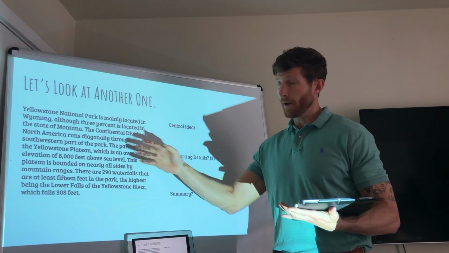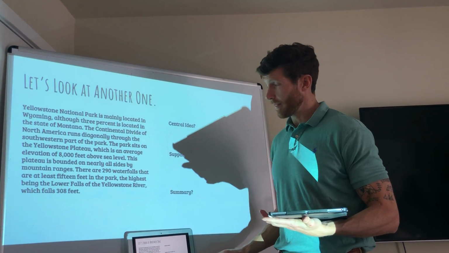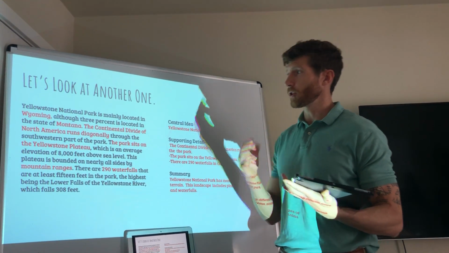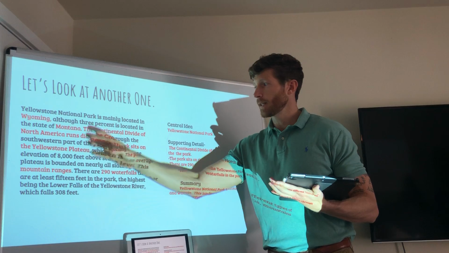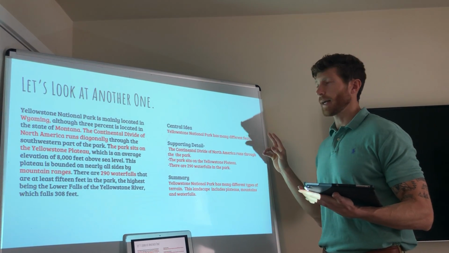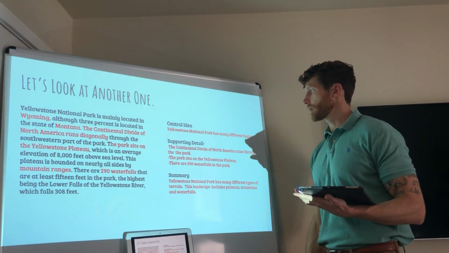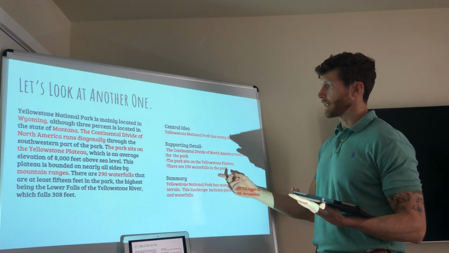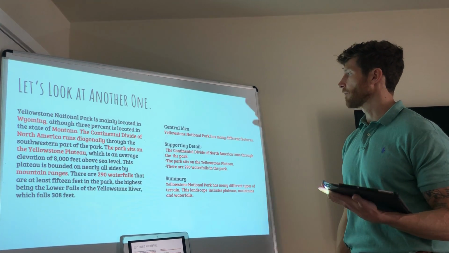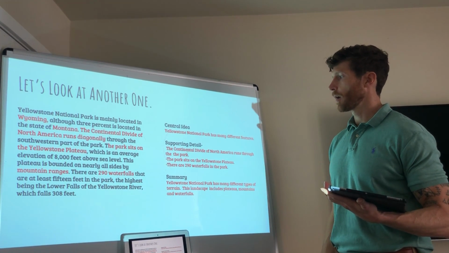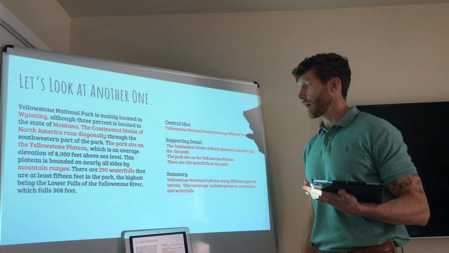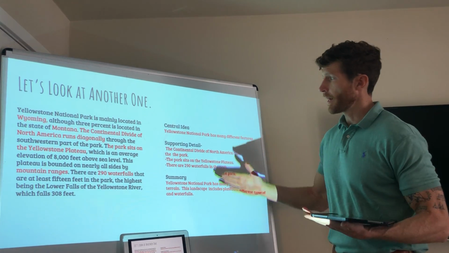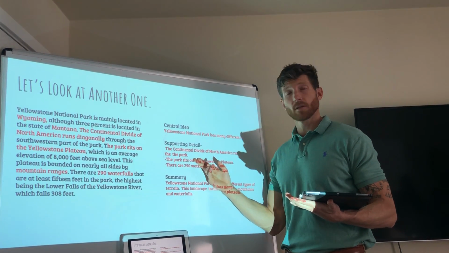So, I read twice, then I annotate, I pull out what I think are the most important pieces of information, okay? And after reading this multiple times, I determined that my central idea is Yellowstone National Park has many different features. The 3 supporting details that I pulled were the Continental Divide of North America runs through, the park sits on the Yellowstone Plateau, and there are 290 waterfalls in the park.